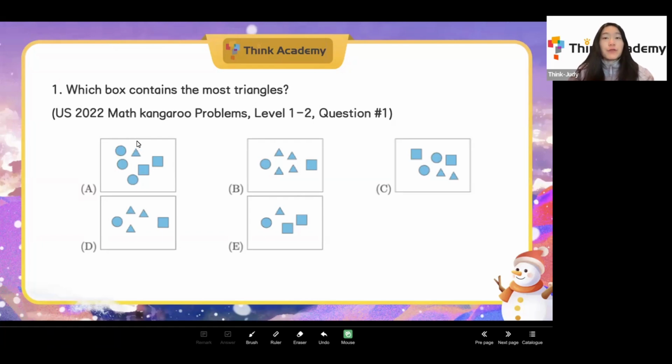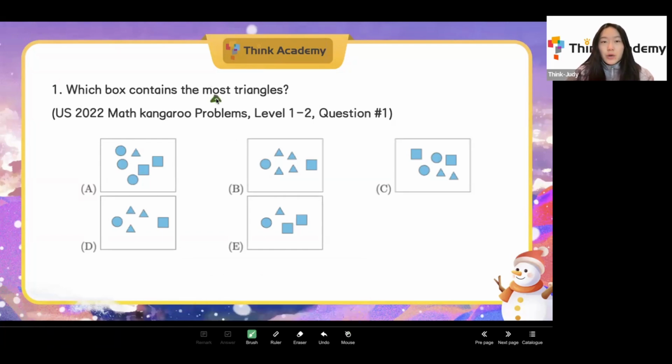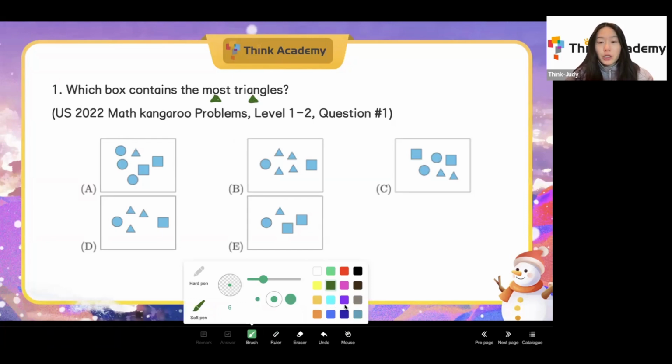So we're gonna start from the first one, also the three-pointer questions. Let's read the question. Which box contains the most triangles? What are the keywords here, everyone? Yes, most what? Triangles, right? So the shape we're gonna look for are gonna be the triangles. And also we wanna find the box with the most triangles. So we just need to count.